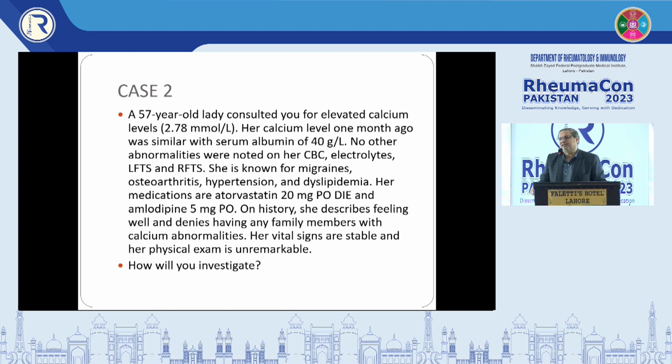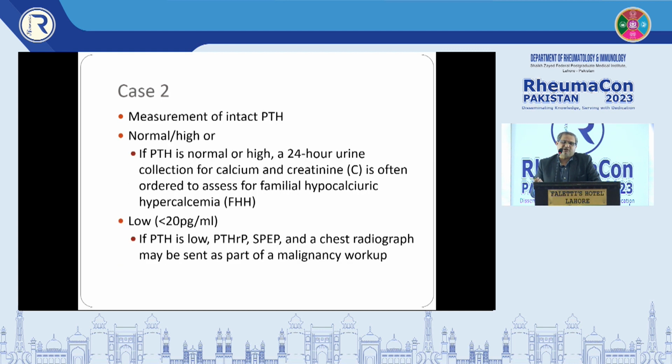What will be the next step? Because in this patient, the calcium level has already been repeated once, and with serum albumin, so we have already gone with the first step. The next step is the level of parathyroid hormone, because we need to differentiate whether this hypercalcemia is due to elevated levels of parathyroid hormone or decreased or low normal levels. So we divide the causes of hypercalcemia as elevated or high normal parathyroid hormone levels, and low normal or decreased levels of parathyroid hormone. So measurement of intact PTH is the next step.